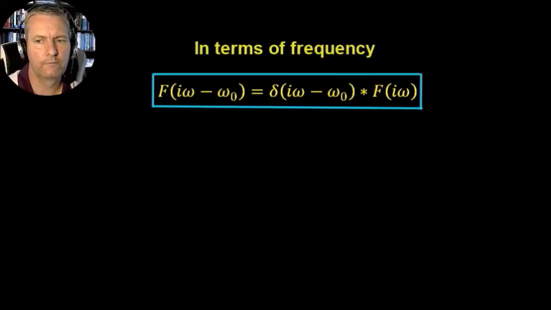So now let's finish off by noting that we can do the same thing in the frequency domain. We can take a function F of i omega in the frequency domain and delay it by a certain value, omega naught. That's equivalent to taking the impulse function in the frequency domain, delaying it by omega naught, and convolving it with the function F of i omega. So it's the frequency domain equivalent of the same effect we see in the time domain.